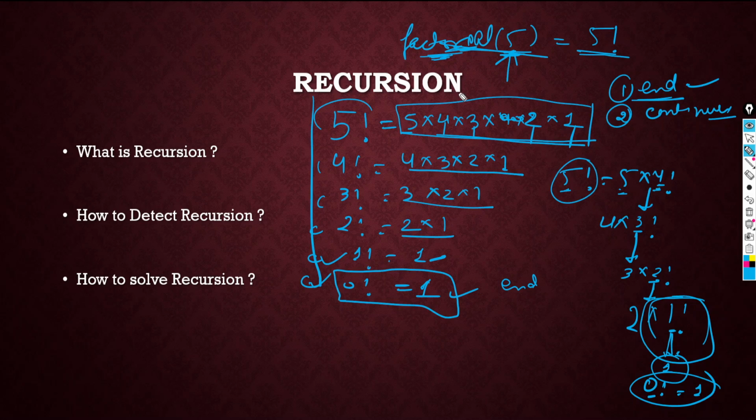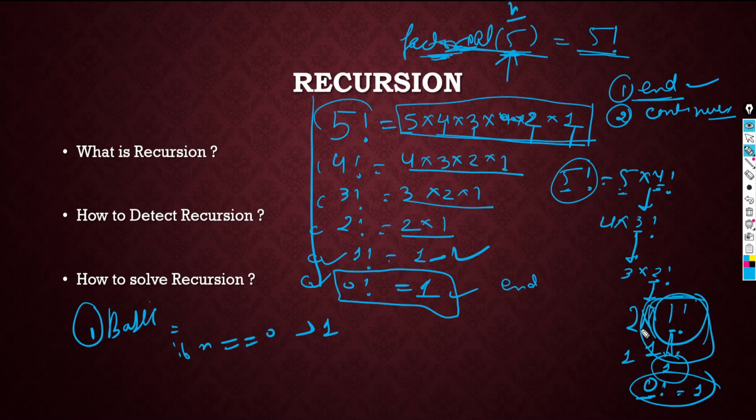So what do we have to do? First, we have to follow the basic. What is the basic for this? If n, what is n? This is n, right? If n is equal to 0, then return 1. Let's suppose we have found the zeroth factorial and it has returned 1. So now for 1 factorial, what will it return? It will return 1.